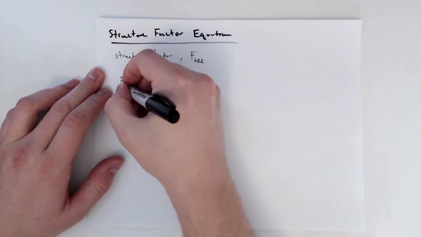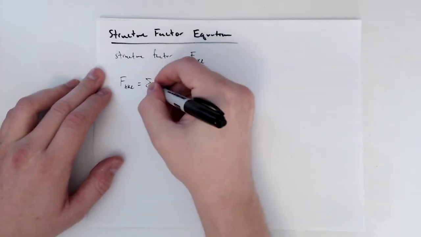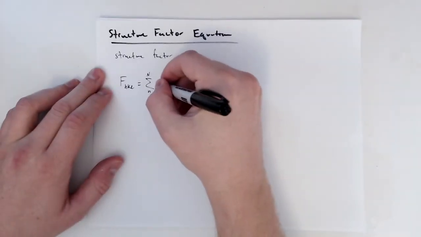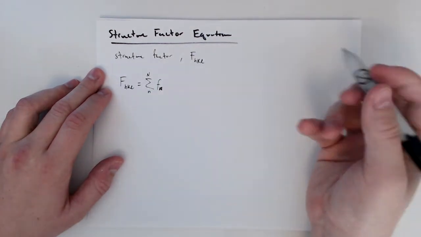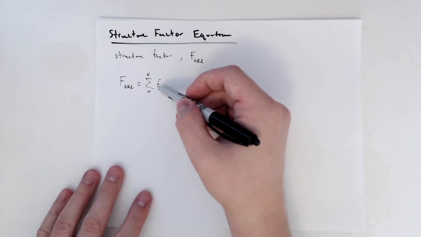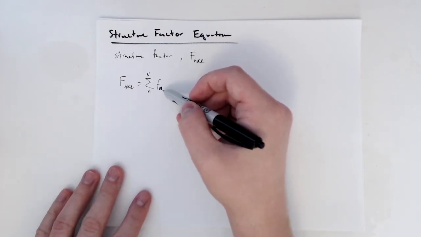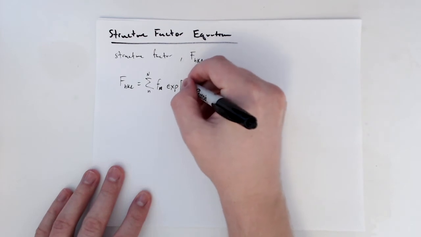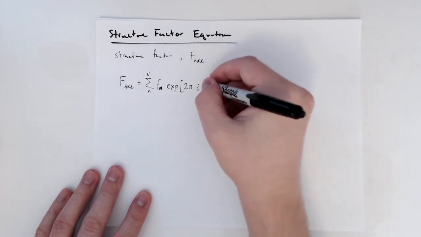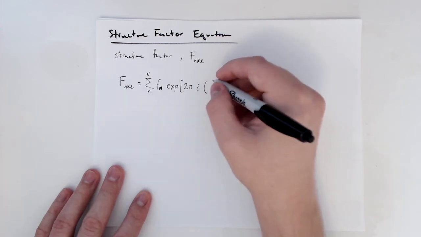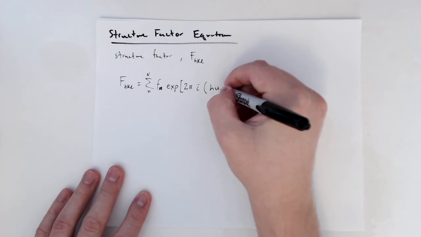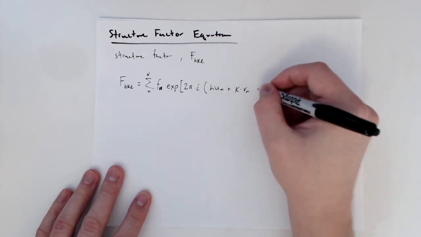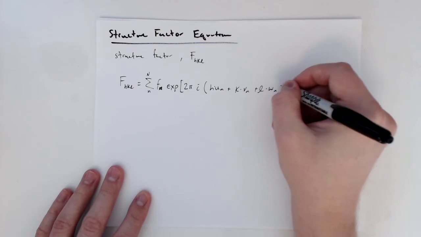So the equation is a summation from little n to capital N, and then we have the atomic scattering factor of the n atom times an exponential term of 2 pi i, the imaginary number, and then inside of this term we have H times u sub n, plus K times v sub n, plus L times w sub n.